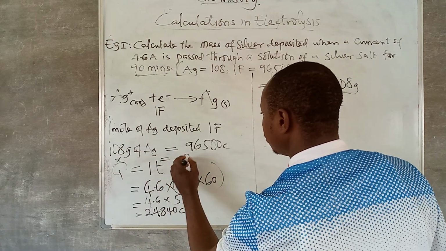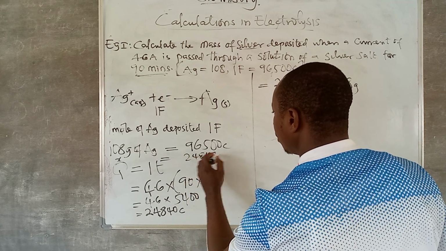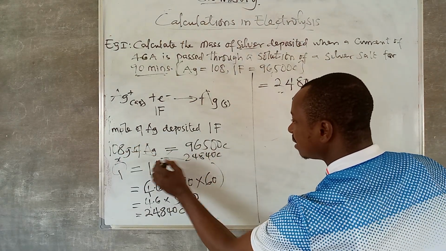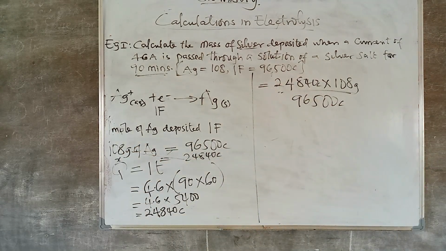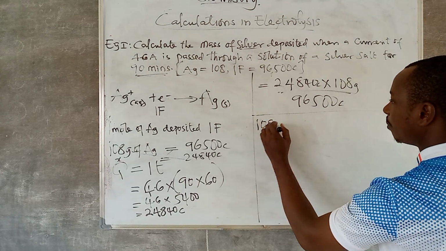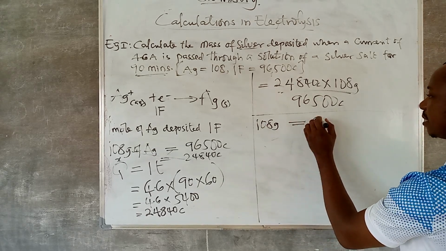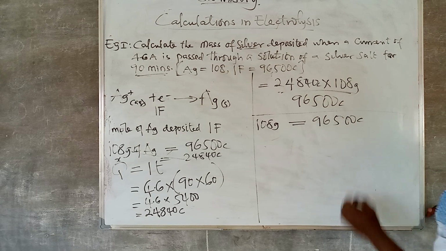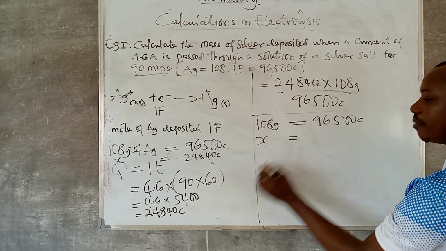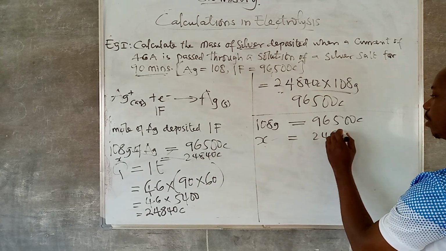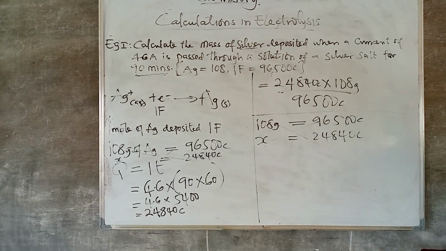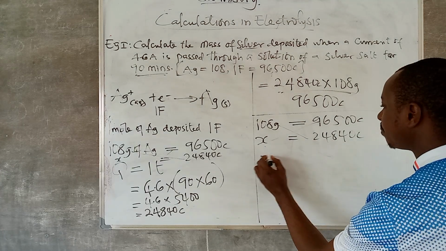Now X will deposit 24840 coulomb. So what do you do? You multiply this by this and divide it by this. It's a simple proportion. Or let's just do it this way so that you get what I'm saying. Since 108 gram deposited 96500 coulomb, now remember they asked us to find the mass. Now that X mass deposited 24840 coulomb, you cross multiply.